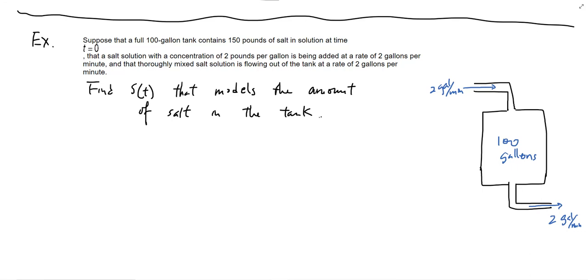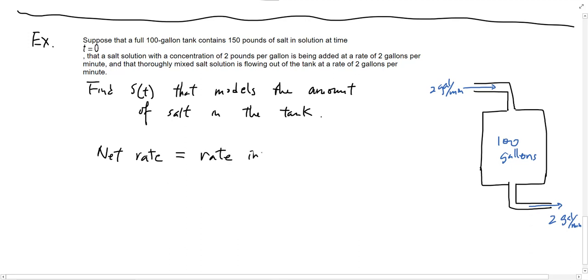The concept of how we describe this is based on something you learn in BC Calculus, where you learn that the net change of something is often equal to the rate in minus the rate out. So here, the simple concept is that the net rate, meaning how quickly the salt is changing inside this tank, is equal to how quickly the salt is going in, minus how quickly the salt is going out.